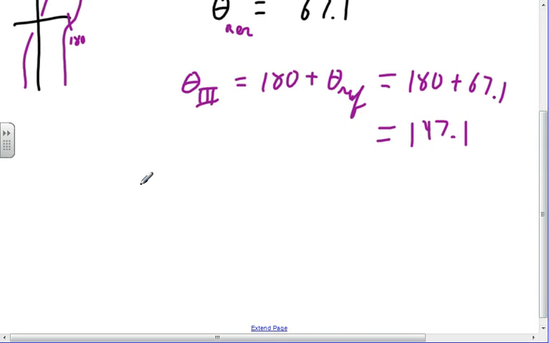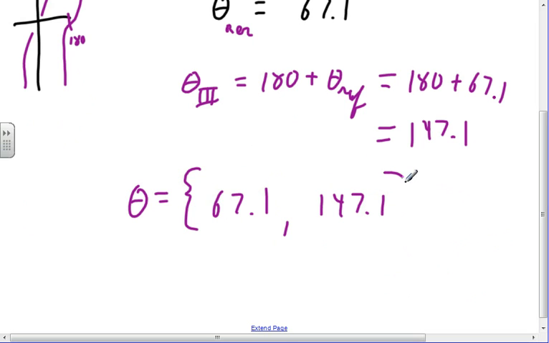Okay, so theta equals my final answer, 67.1, 147.1. Because I don't have any confidence at all in my ability to do this, I will take the tangent of 67.1, and what do I get? I get 2.367, and I take the tangent of 147.1, and I don't get the same answer. Why don't I get the same answer?